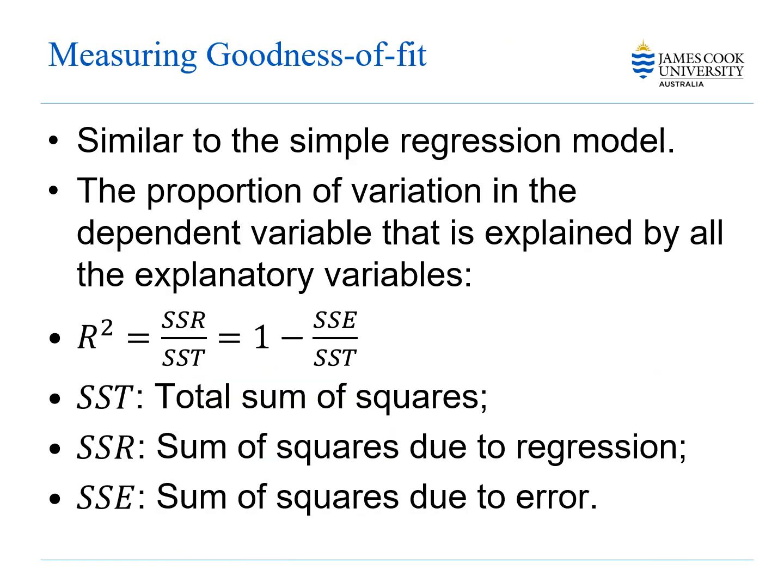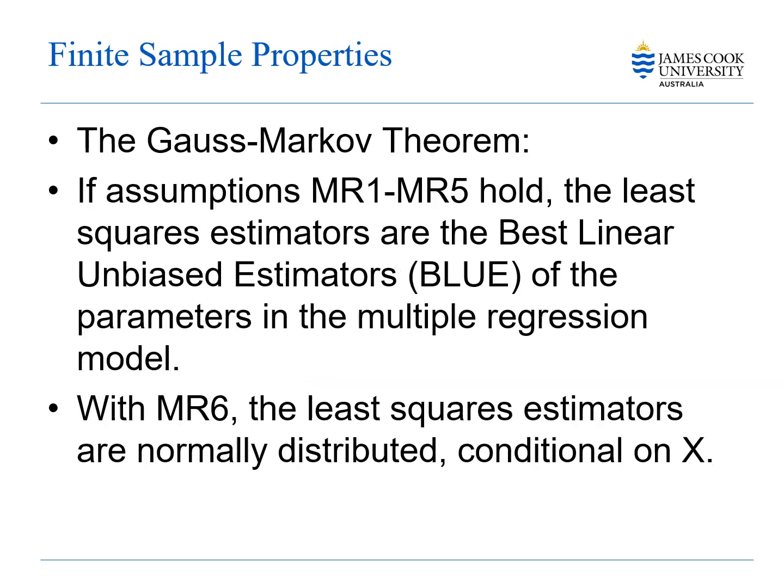All right. So when we run the regressions, we can also use R squared to measure the proportion of variation in the dependent variable that is explained by all the explanatory variables. Same formula, okay. Sum of squares due to regression divided by total sum of squares.